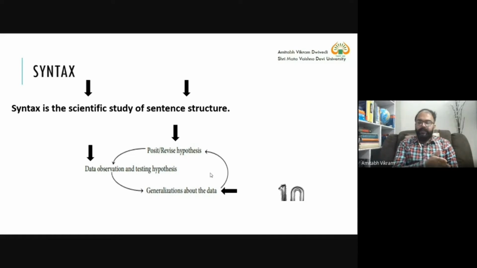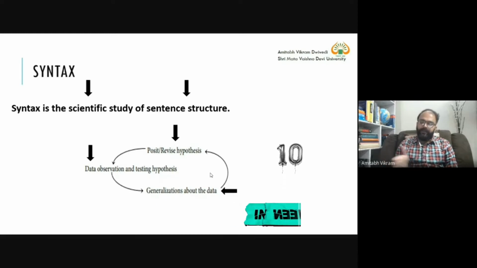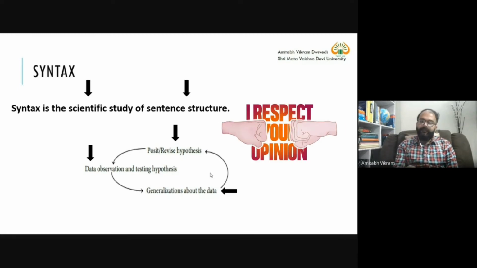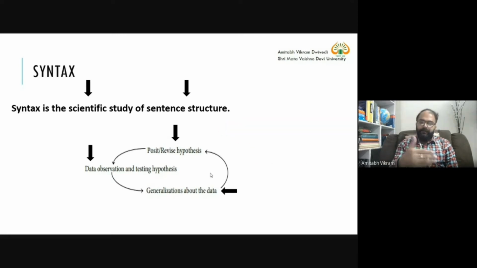Either it will be 1 or 0. There is no in between. But when it comes to subjectivity, subjectivity is opposite to objectivity. You have an opinion, I have an opinion, so we have different opinions. But those different opinions are to be considered.